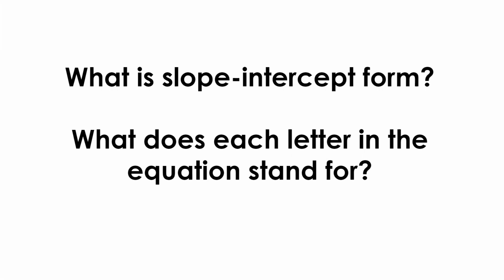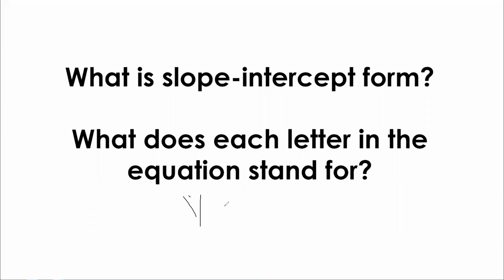Hopefully you said slope-intercept form is y equals mx plus b for one, because that's the actual equation. You could have also said something along the lines of slope-intercept form is a really easy way to take an equation and turn it into a graph. So it's a really easy form to graph out of. And then what does each letter in our equation stand for? Well, let's write out our equation real quick. y equals mx plus b.